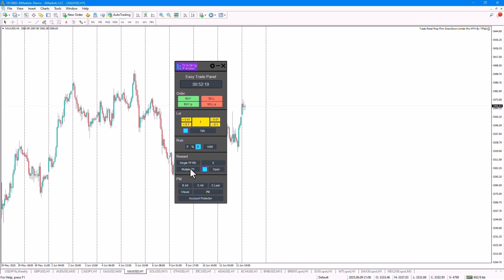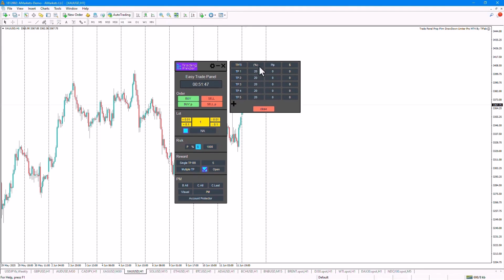In the next section, there is the multiple take profit option. By clicking on this part, the multiple take profit panel is activated for us, which has 4 different columns. The first column is for setting the take profit amount. In this panel, we can set multiple take profit levels for each trade. And by clicking on the plus option, the take profit levels are set for us.